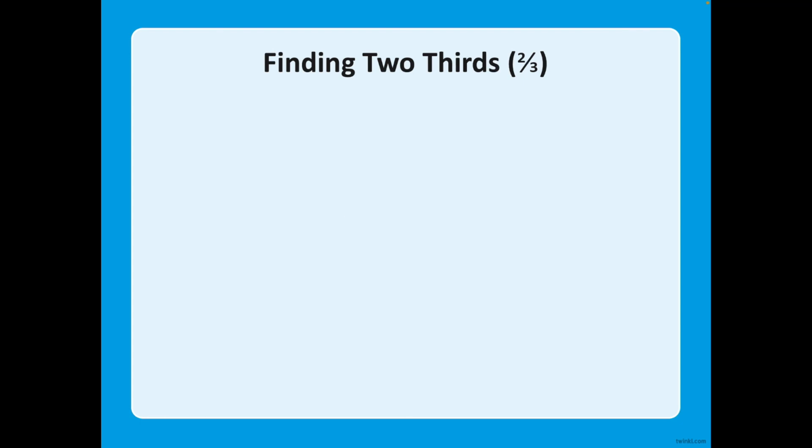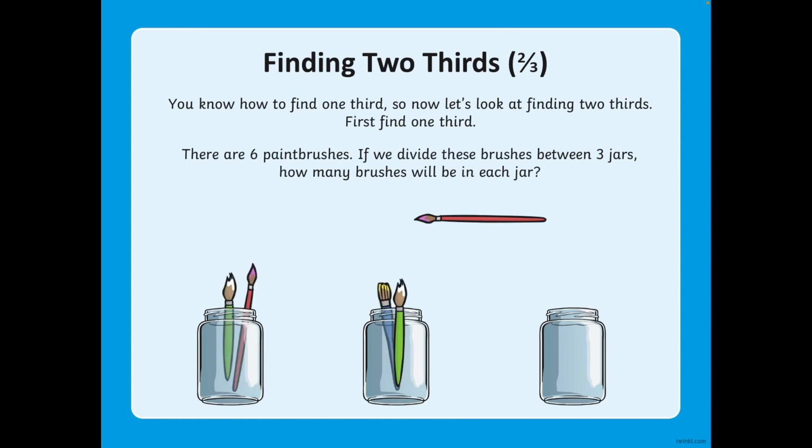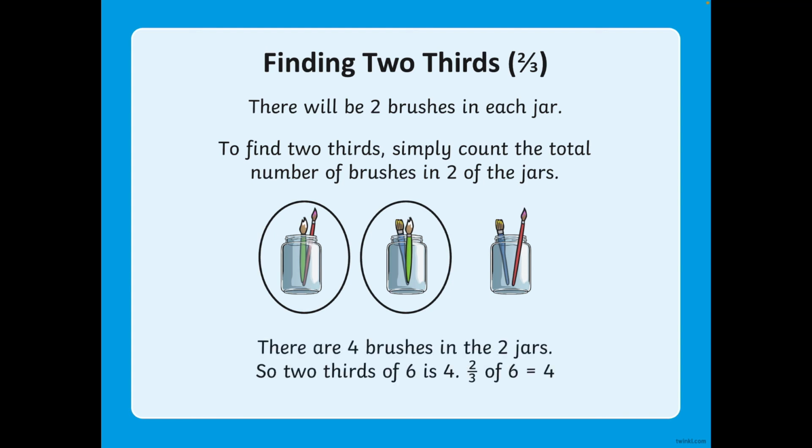Let's have a go at finding 2/3. We know how to find 1/3 by dividing by 3. So let's see if we can find 2/3. How many paintbrushes are in each jar? Well, 1/3 is 2 brushes. What's 2/3 then? Fantastic. There are 4 brushes in the 2 jars, so 2/3 of 6 is 4. And here's how we write it. Well done, Year 4. You're getting good at this.